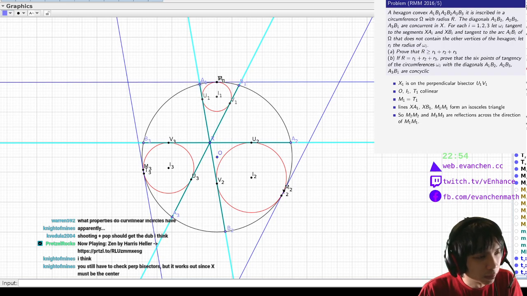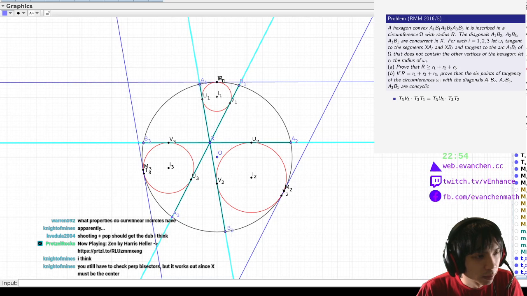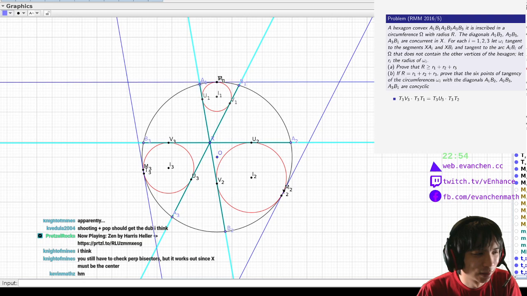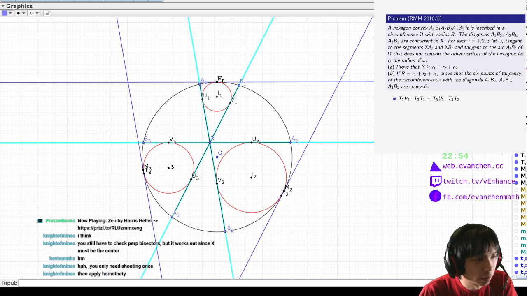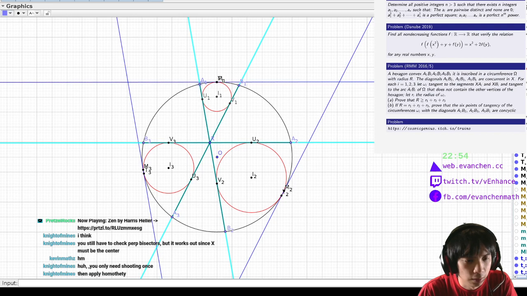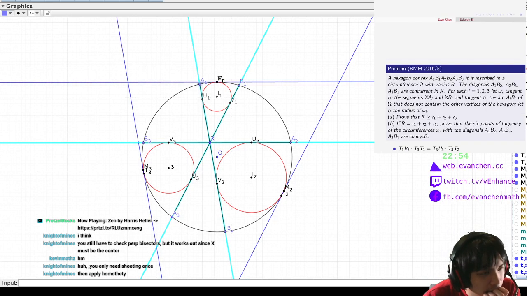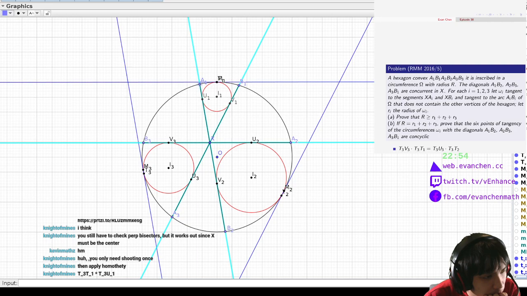Also by shooting lemma, T1 V3 times... Actually, they're just equal, right? Well, they can't give pairwise distinct circles because if so, their radical axes would be like the TIs, and they're not. Use shooting once and apply homothety. Wait, what? What did I miss? Oh. Okay, fine. Yeah, alright, fine.